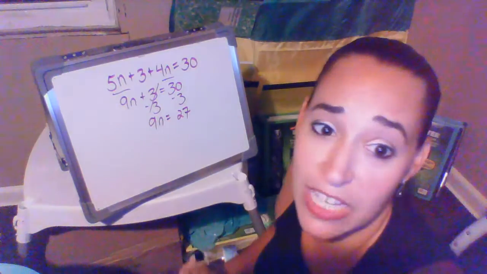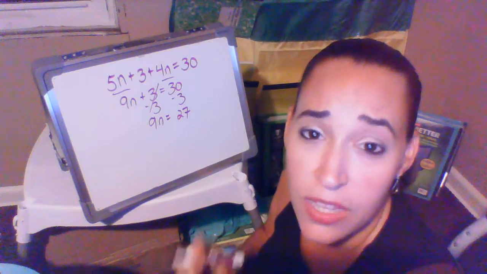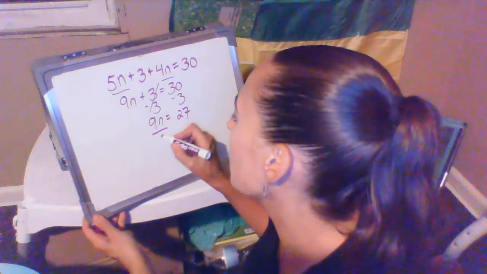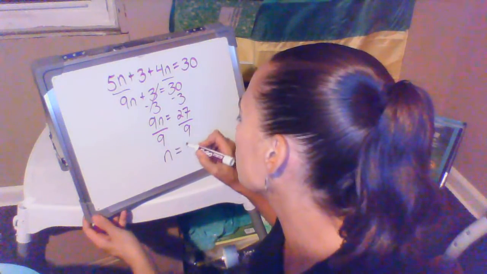Now I need to isolate my variable. To isolate my variable, I got to get rid of that 9. The inverse of multiplication is division. So I'm going to divide by 9, divide by 9, n equals 3.